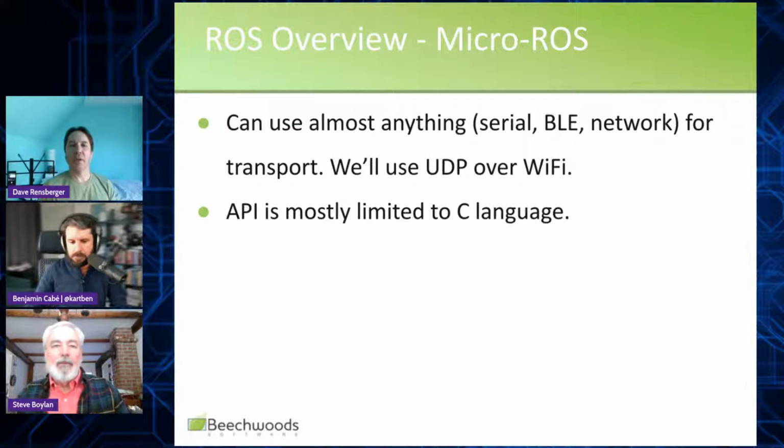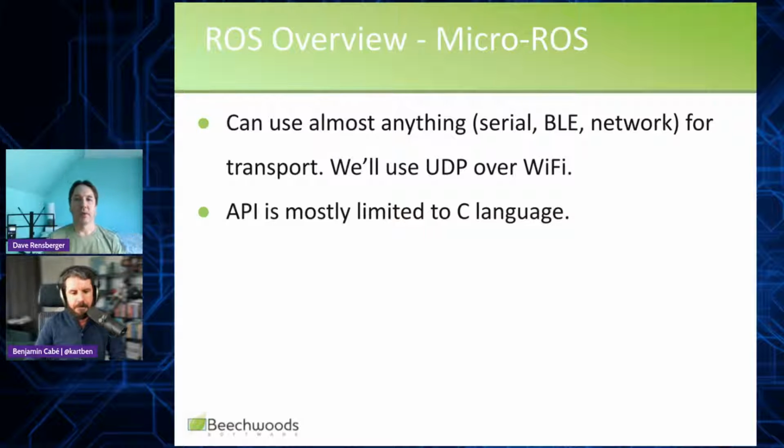Another thing I want to mention about micro-ROS is that you can use just about anything for your transport. In our demo, we're going to use UDP over Wi-Fi, but they have CAN packages set up that will let you use serial or BLE, and there are also hooks where you can define your own. So that's pretty flexible. One thing about micro-ROS versus ROS is that the API right now is mostly limited to the C language. I don't think that would scare too many Zephyr developers away, but that is one limitation right now.